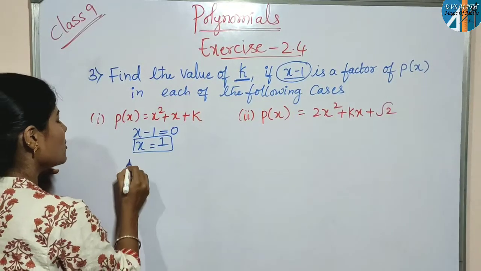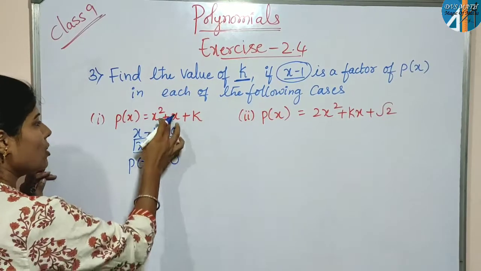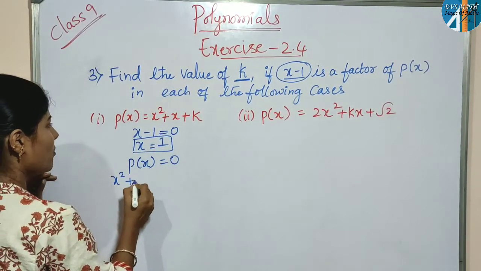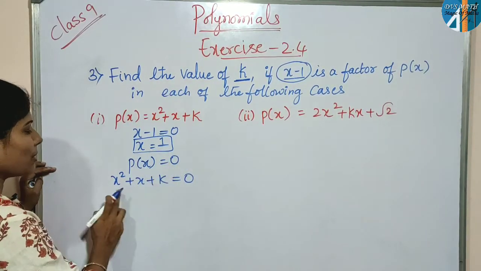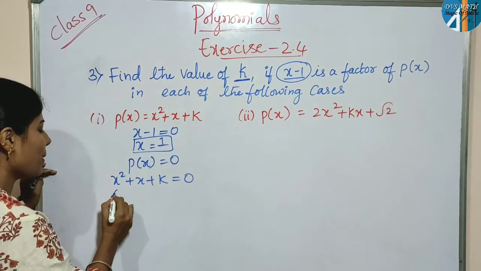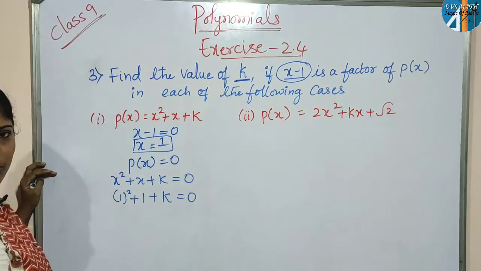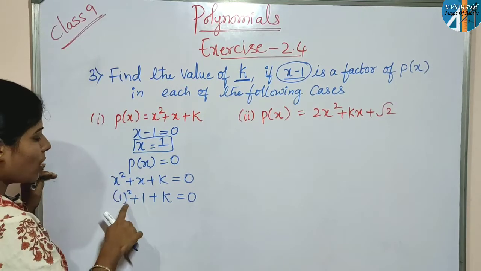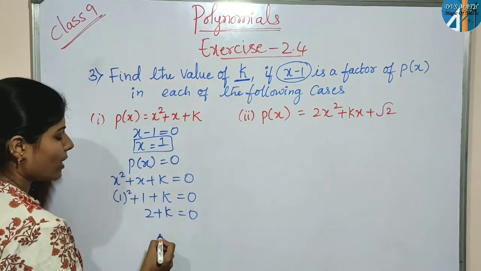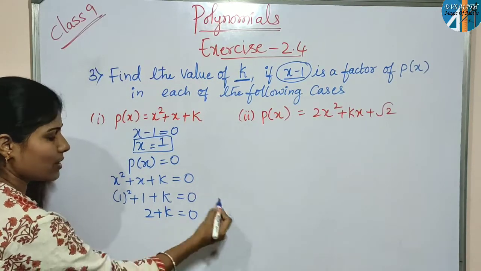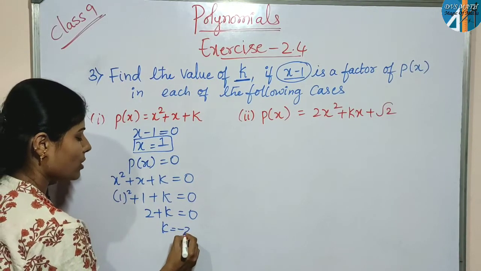So what we can write? p of x is equal to 0. So x minus 1, they're saying it is a factor. So that means x square plus x plus k is equal to 0 now. Now let us substitute 1 in the place of x. So 1 square plus 1 plus k is equal to 0. 1 square is 1, 1 plus 1 is 2. So 2 plus k is equal to 0. What happens to the k value? If we move to that side, plus 2 becomes minus 2. So 0 minus 2 is minus 2. So k value is minus 2.